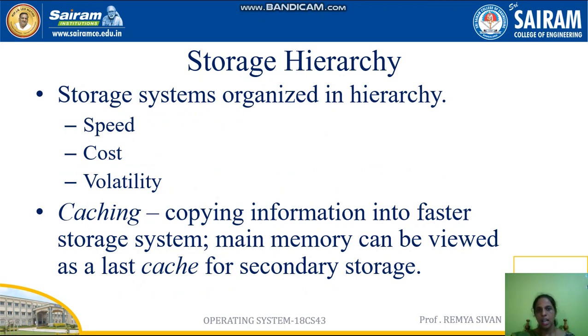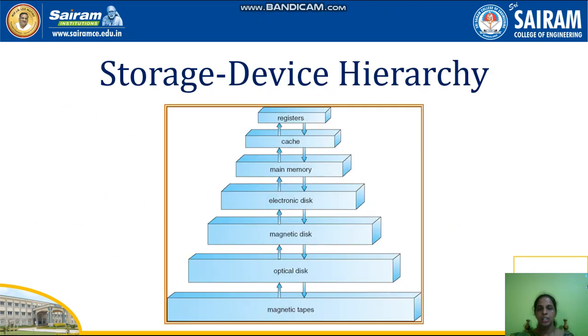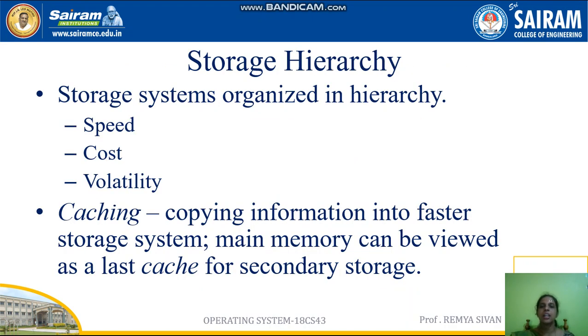And the storage hierarchy is based on speed, cost and volatility, and this is the hierarchy of the storage devices. Registers are very small in size but high speed and high cost, and magnetic tapes are very big in size and less speed and less cost. And caching is a process of copying information from a slower storage system to a faster storage system. That is caching.